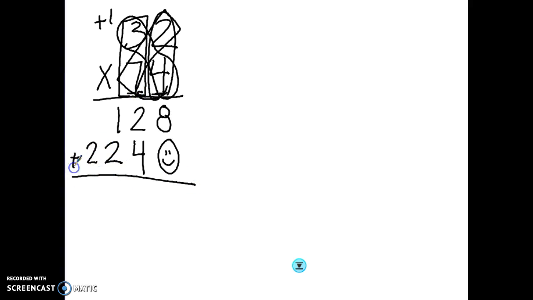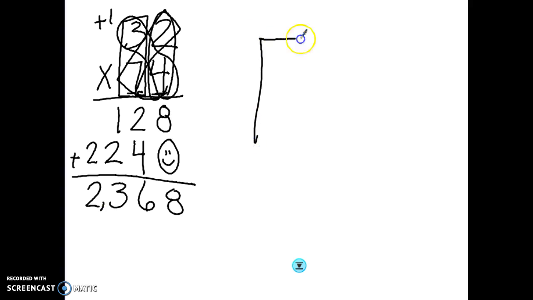And now we add up our two parts. 8 plus 0 is 8, 4 plus 2 is 6, 2 plus 1 is 3, 2 plus 0 is 2. So that's one way we can show a 2-digit by 2-digit multiplication. Another way is using our area model.